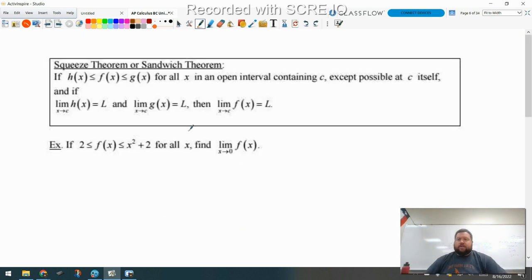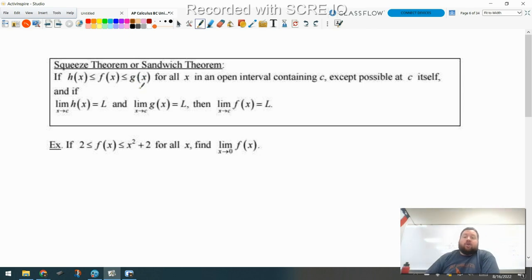All right, good. Squeeze theorem. I was hoping this was going to show up, and here it is. So that proof that I was just telling you about uses this theorem that we're about to go over to prove the limit as theta approaches 0 of sine of theta over theta is equal to 1. And so here's how the squeeze theorem works. So basically, you're going to have three functions you're looking at. You're going to have an h of x, which is less than your f of x, which is less than your g of x.